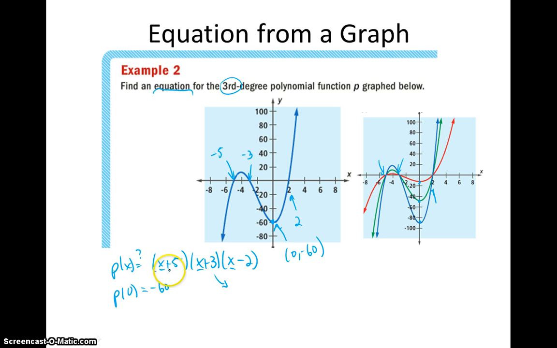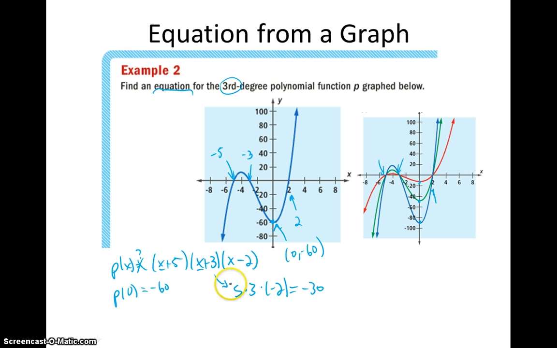Let's write it over here. 0 for x here would just give us 5. 0 for x here would just give us 3. 0 for x here would give us a -2. 5 times 3 is 15 times -2 is -30. Uh-oh. Well, that is not -60. So this can't be our polynomial. That's wrong. So how do we know what we can do to get that -60?